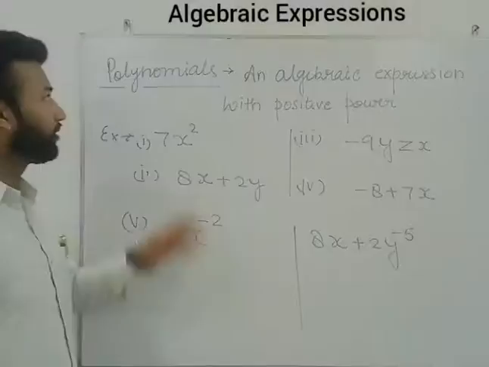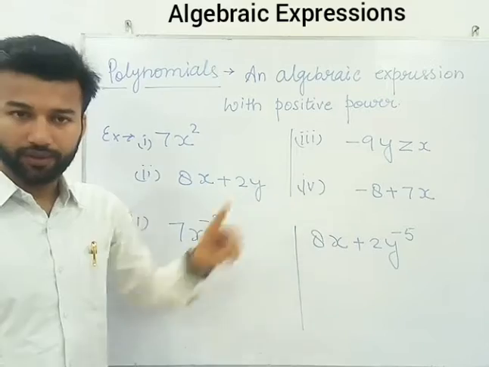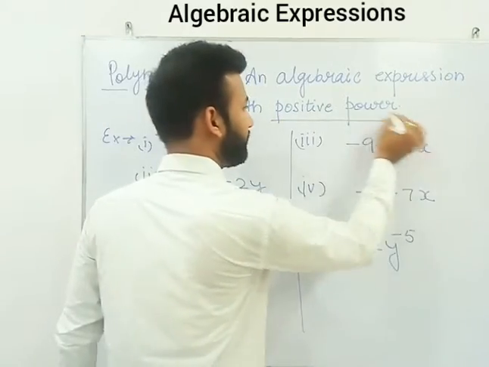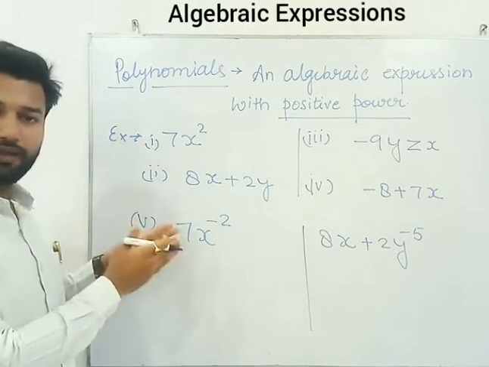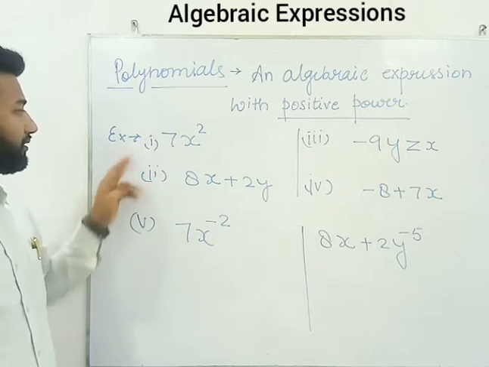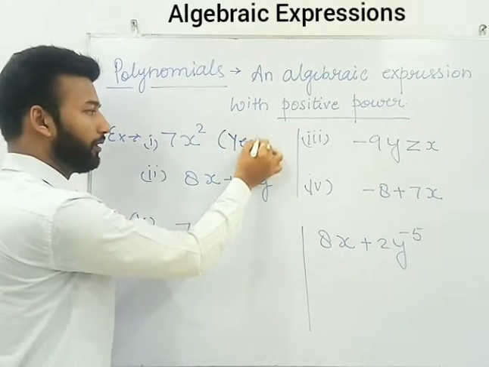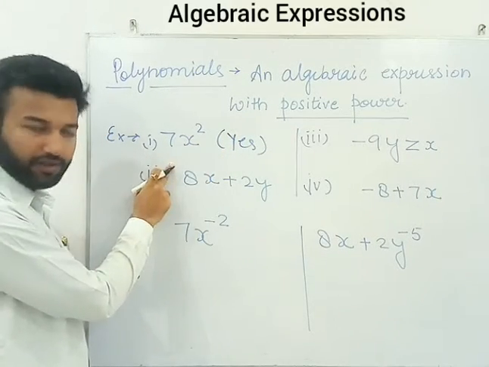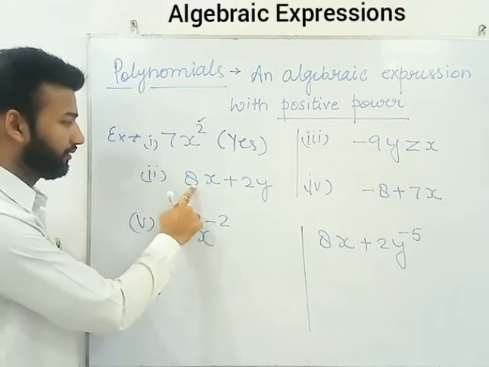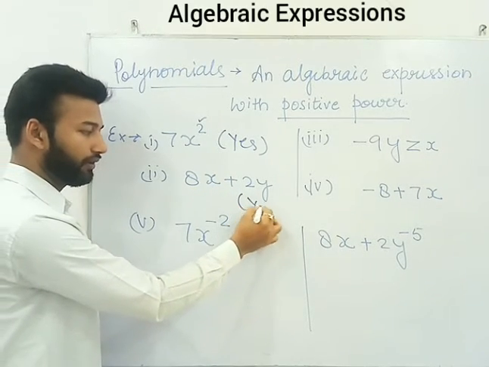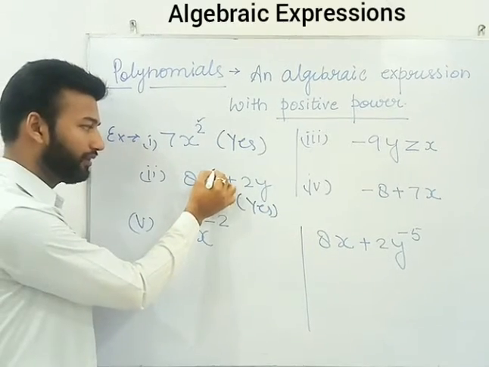Next topic, polynomial. What is a polynomial? An algebraic expression with positive power. Remember it. An algebraic expression with positive power means monomial, binomial, trinomial, quadrinomial, they all are polynomials. See here one example, 7x square. Is it a polynomial or not? Yes, it is a polynomial. Why? Because it is an algebraic expression, the power is positive, and it is a monomial. Next, second one, 8x plus 2y. Polynomial or not? Yes, it is a polynomial. Two terms and positive powers. If no power is written, then the power is one.